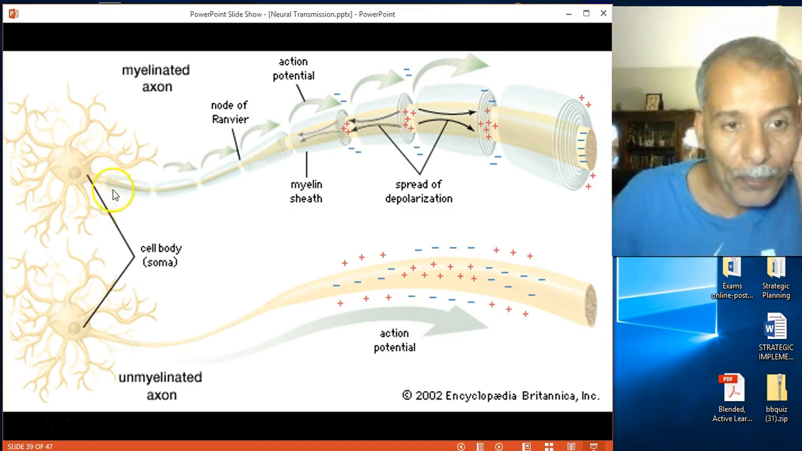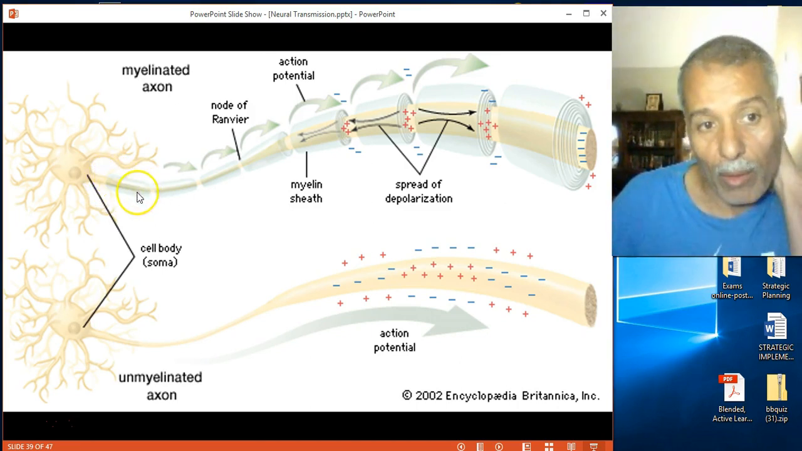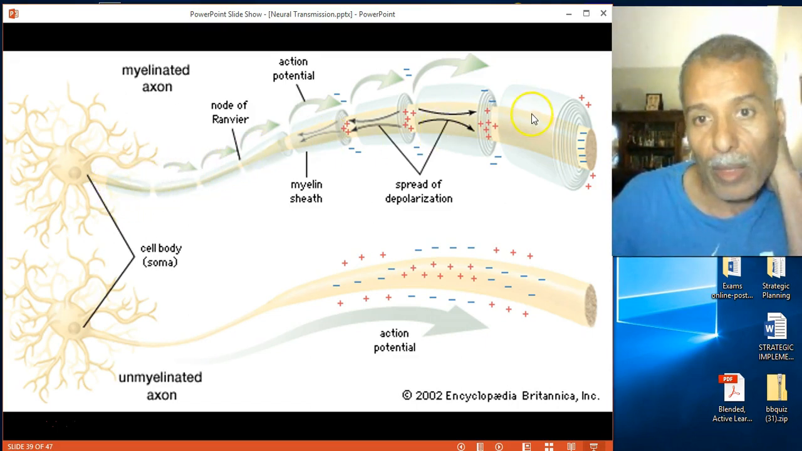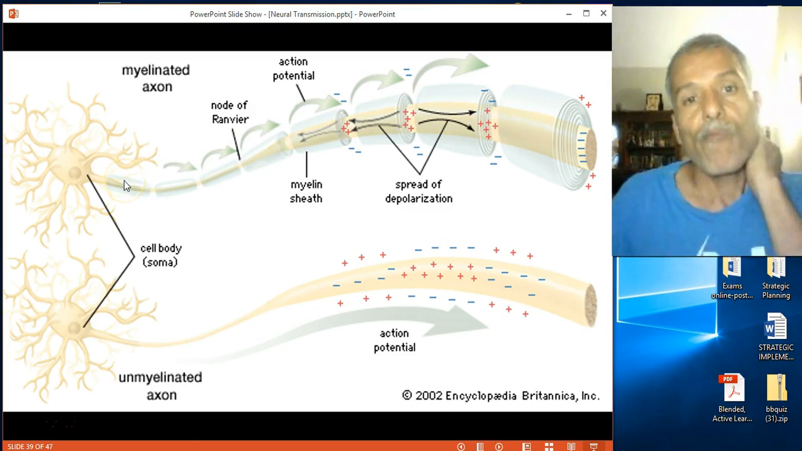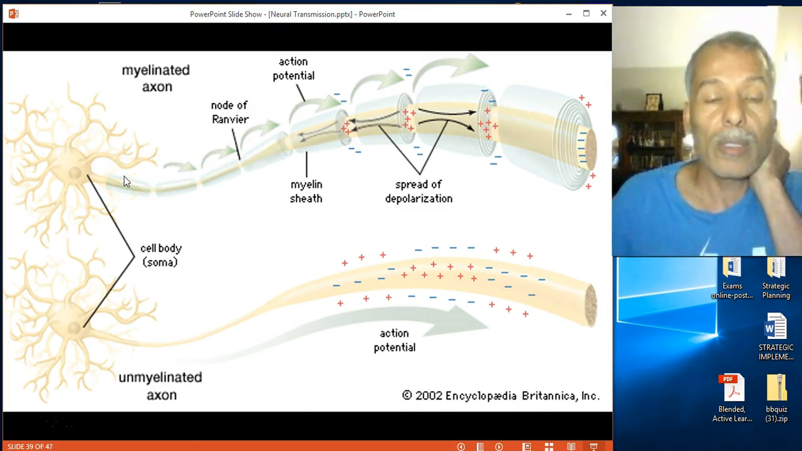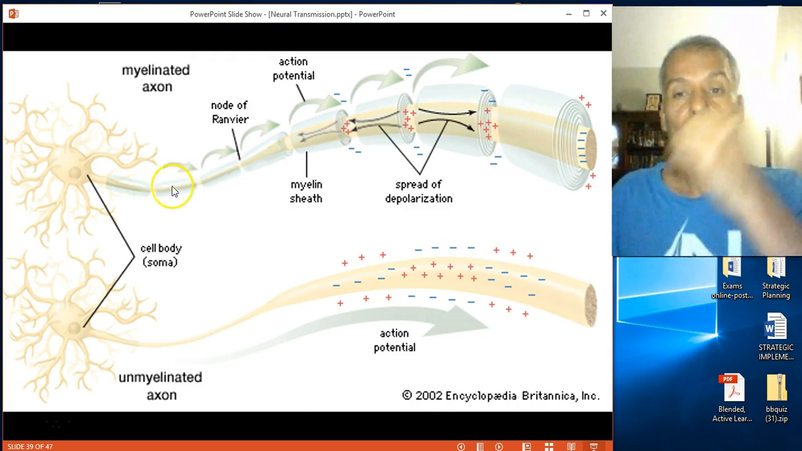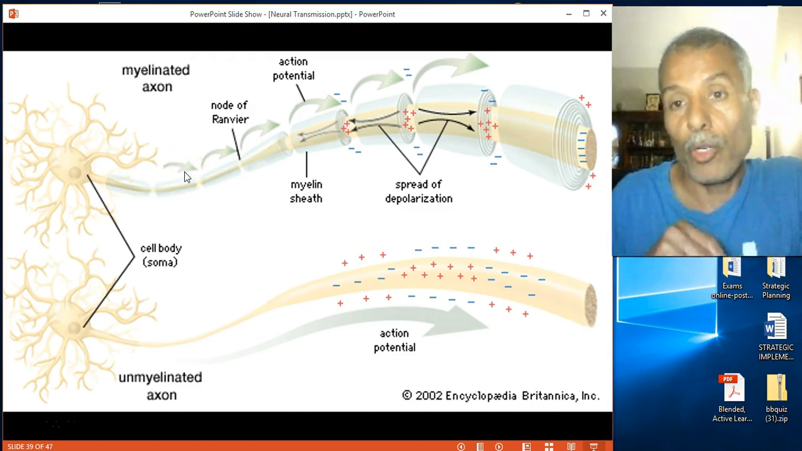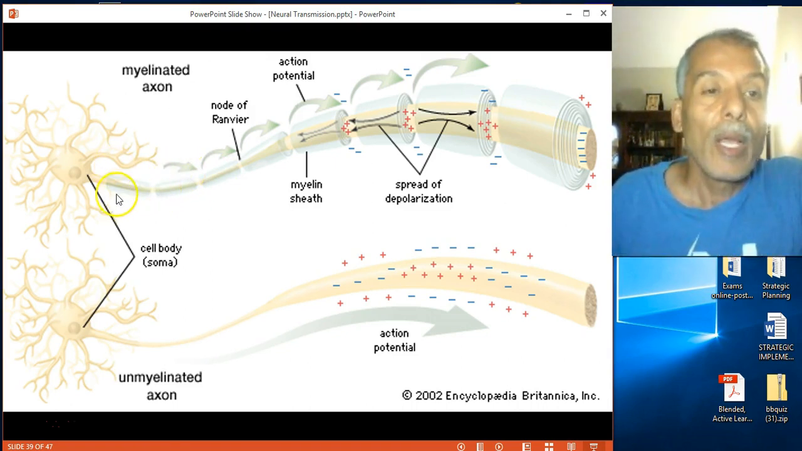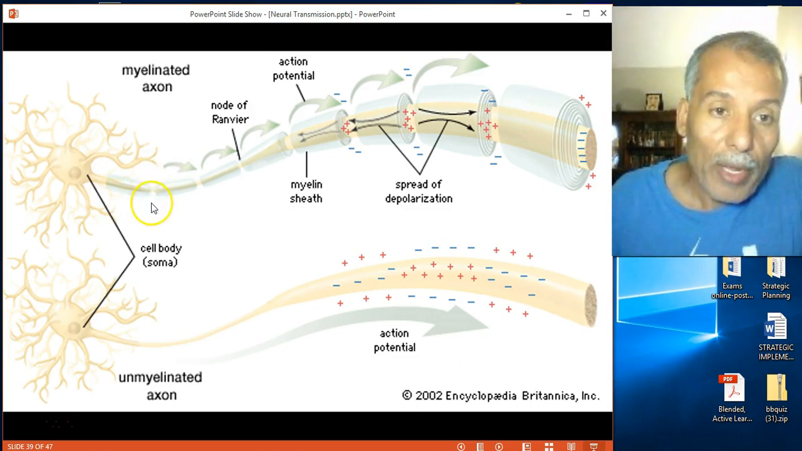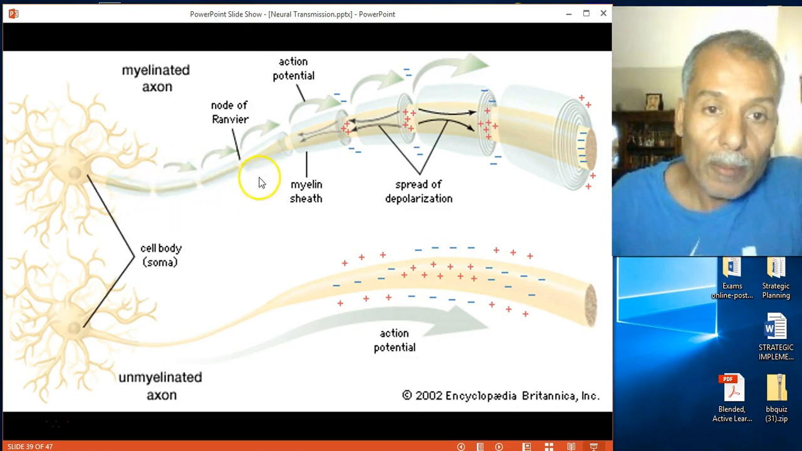Now you see the segments here of myelin, white. What kind of myelin insulates this neuron? Obviously, this is a peripheral nervous system neuron. So what kind of myelin, and what kind of cell makes this kind of myelin? You know the answer. You should know it from the previous section. But anyways, look at the nodes of Ranvier in between the segments.